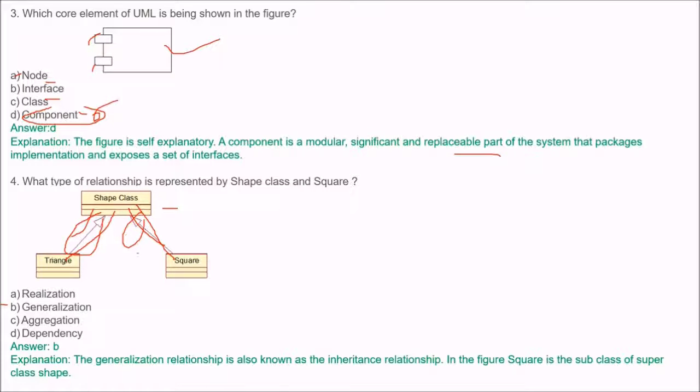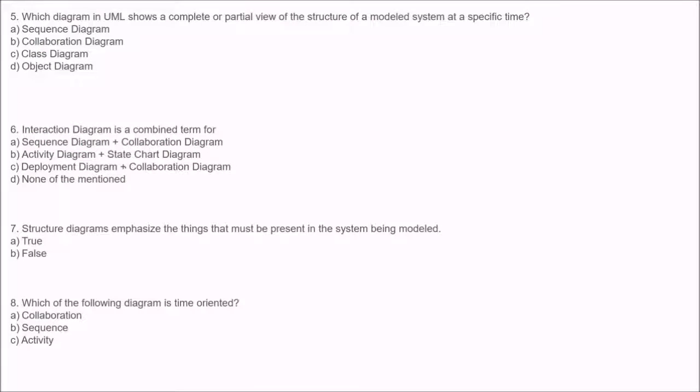This is also known as inheritance because this square, when you make this class, will inherit from the base class, which would be the shape class. Square will be the derived class. So this generalization relationship is also known as the inheritance relationship. In this figure, the square is the subclass of the superclass shape. This is generalization.